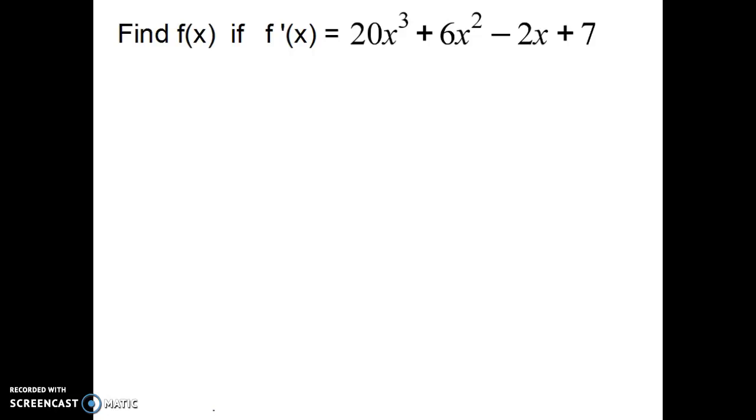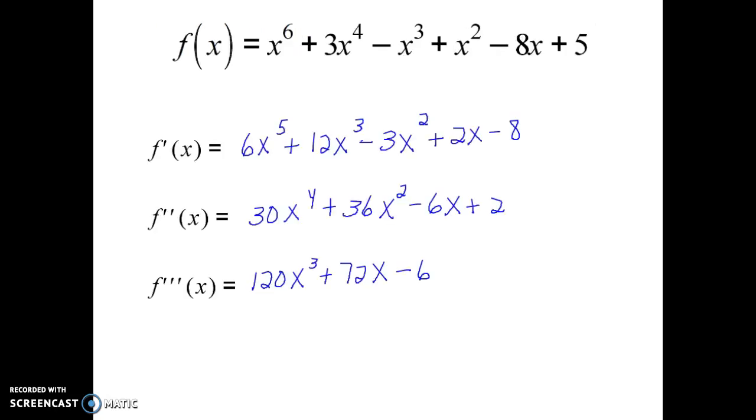This example is asking us to find the original function f of x if we already know what its first derivative is. The way we do that is using something called an integral or an antiderivative. So before we actually look at this example, I'm going to start off by showing you a function and its three derivatives. We need to be able to find patterns of how to go from one term in a derivative back up a step. And we need to find a pattern that's consistent no matter what we do.